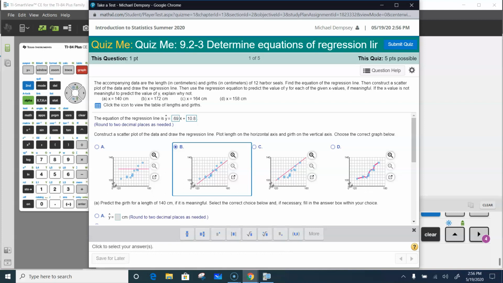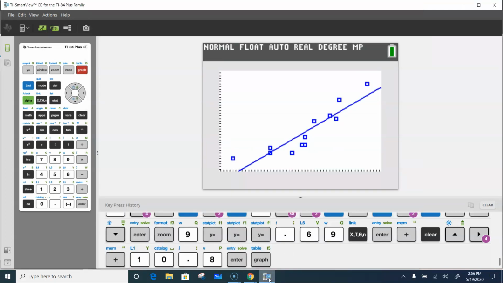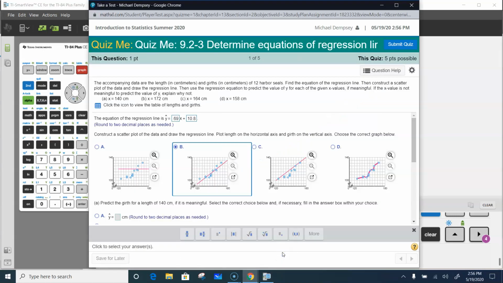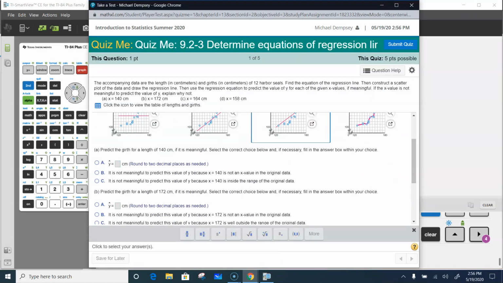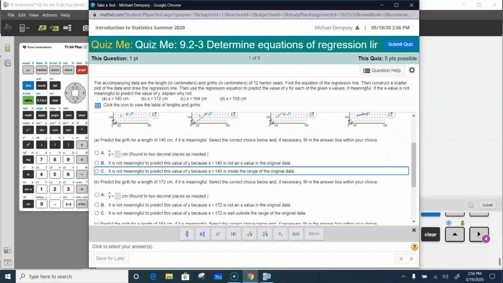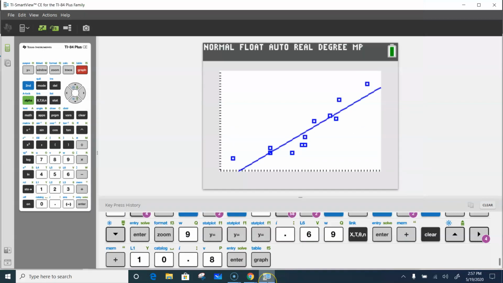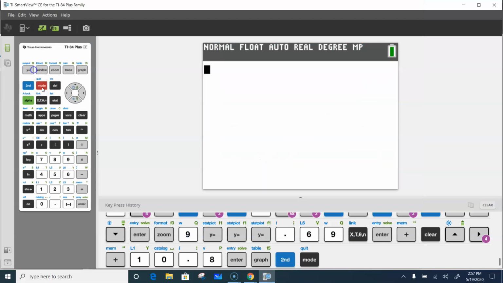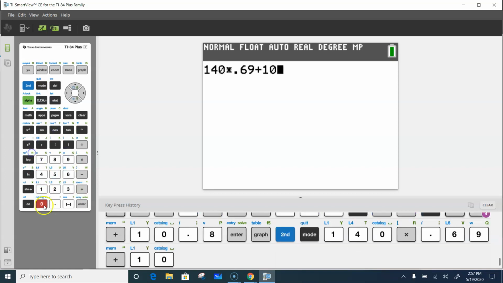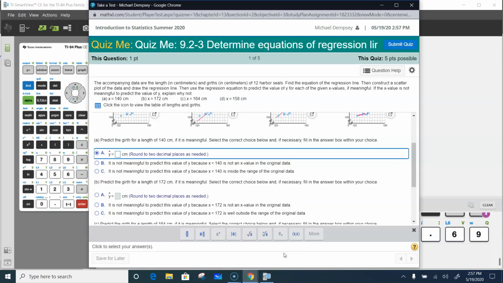I think it's this one. I picked the wrong ones before. Let's see. Yeah. Second one doesn't look right again. Okay. So predict the girth length for 140 centimeters if it is meaningful. So it looks like 140 lives in that range, so we can do that. So our predicted value for 140 would just simply be to take that equation, 140 times the slope 0.69 plus 10.8. That'll be our prediction. Just plug into the equation. So I get 107.4.